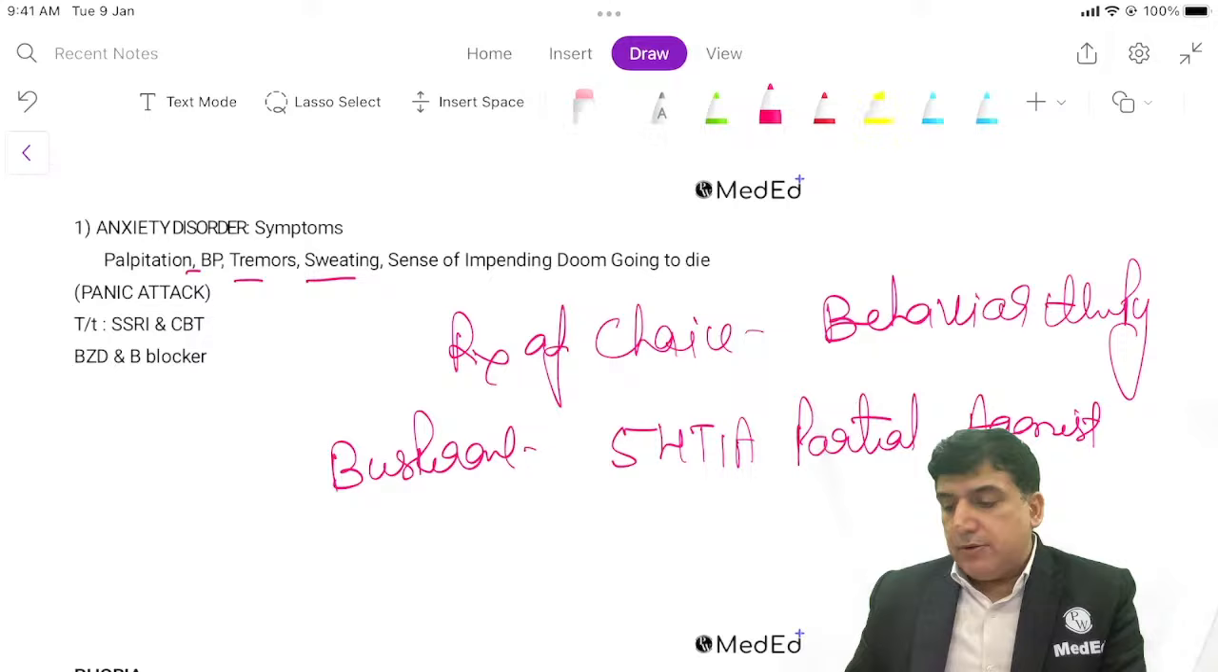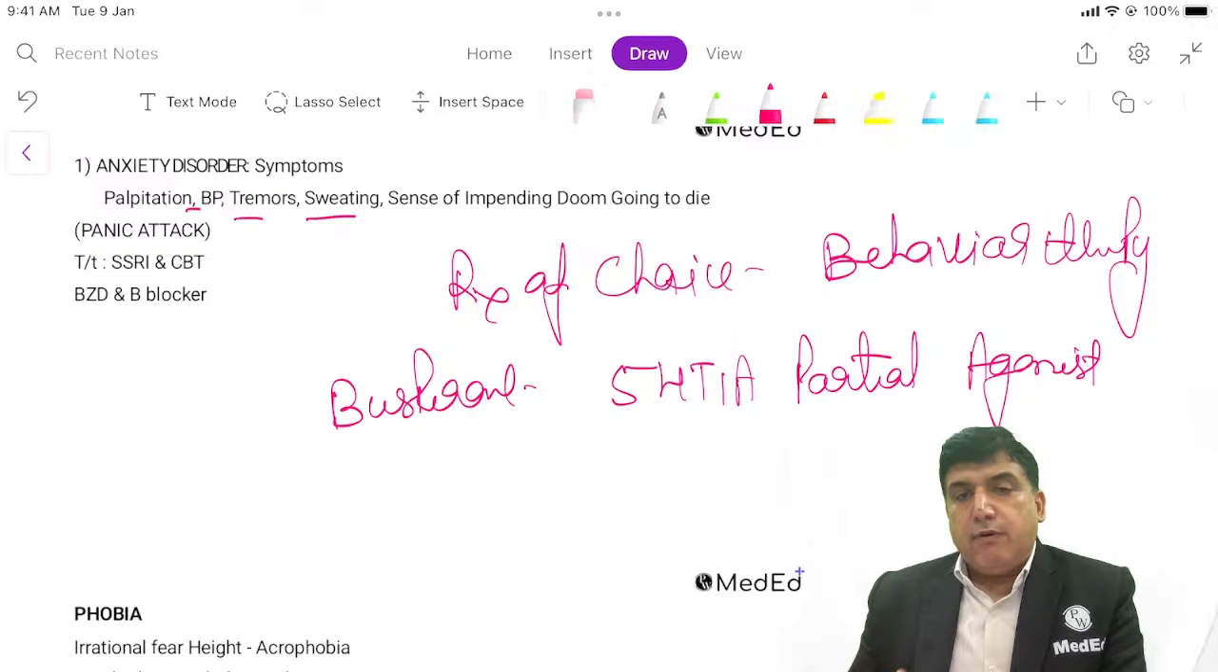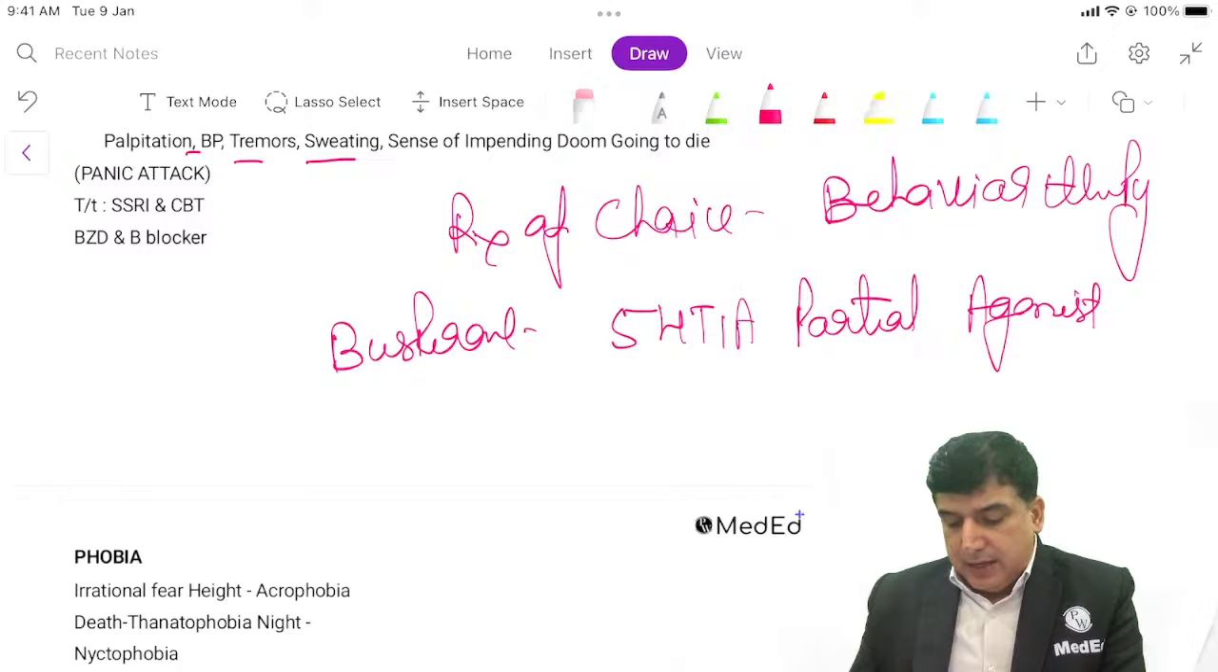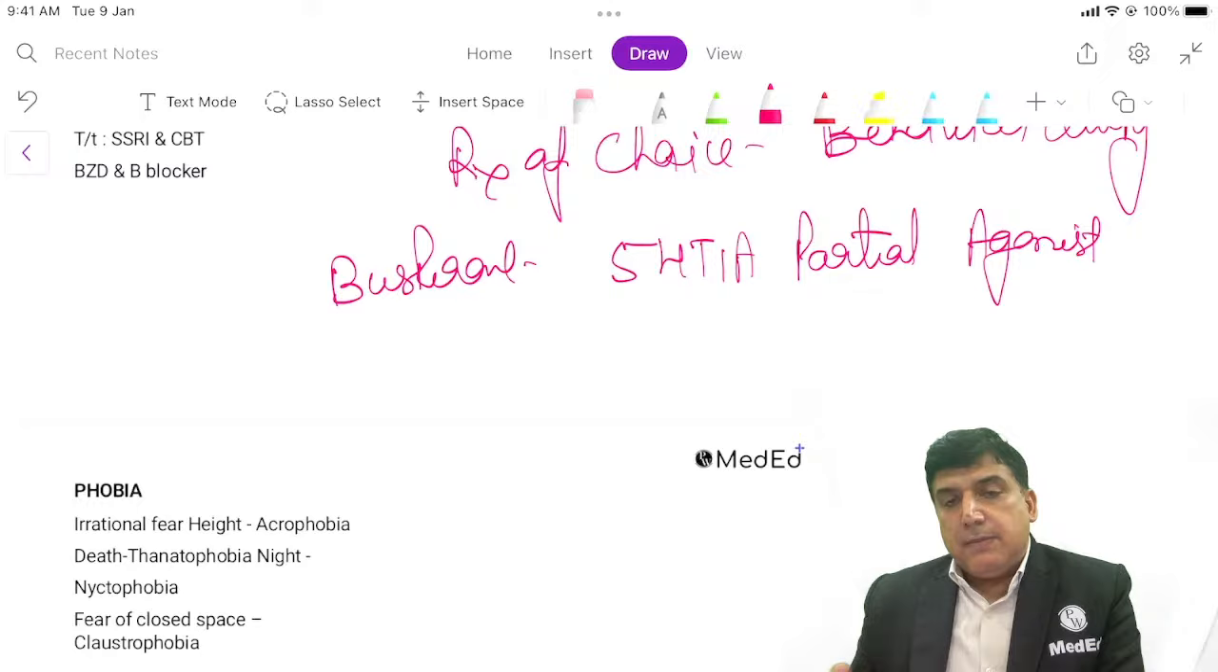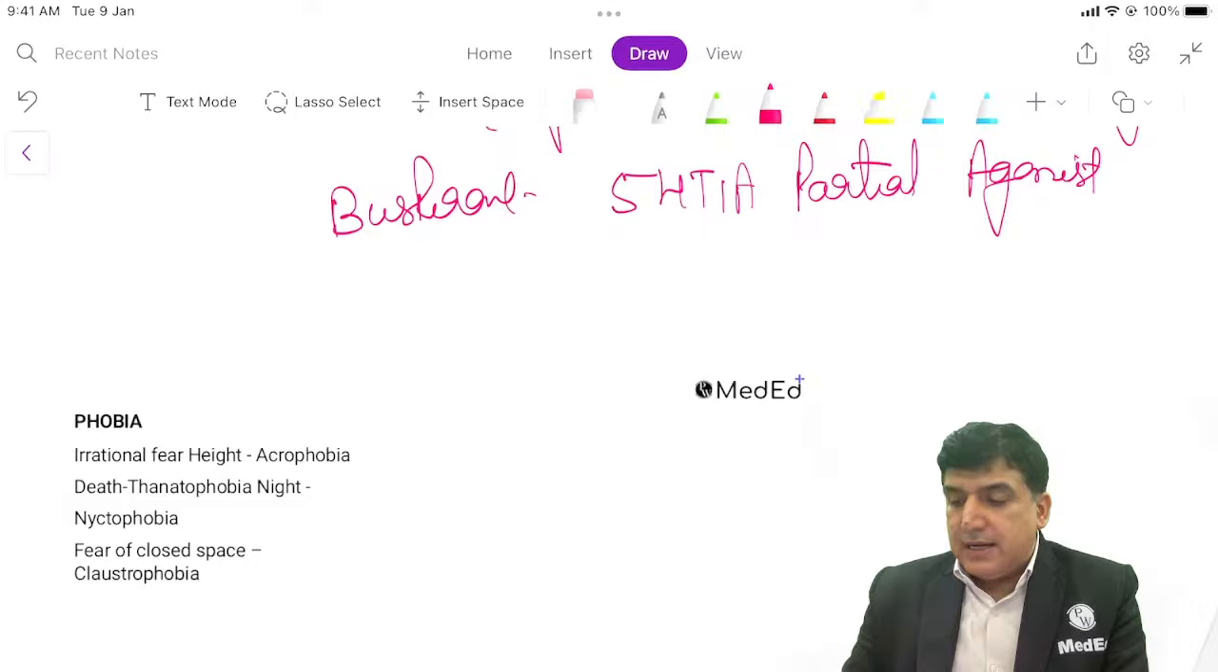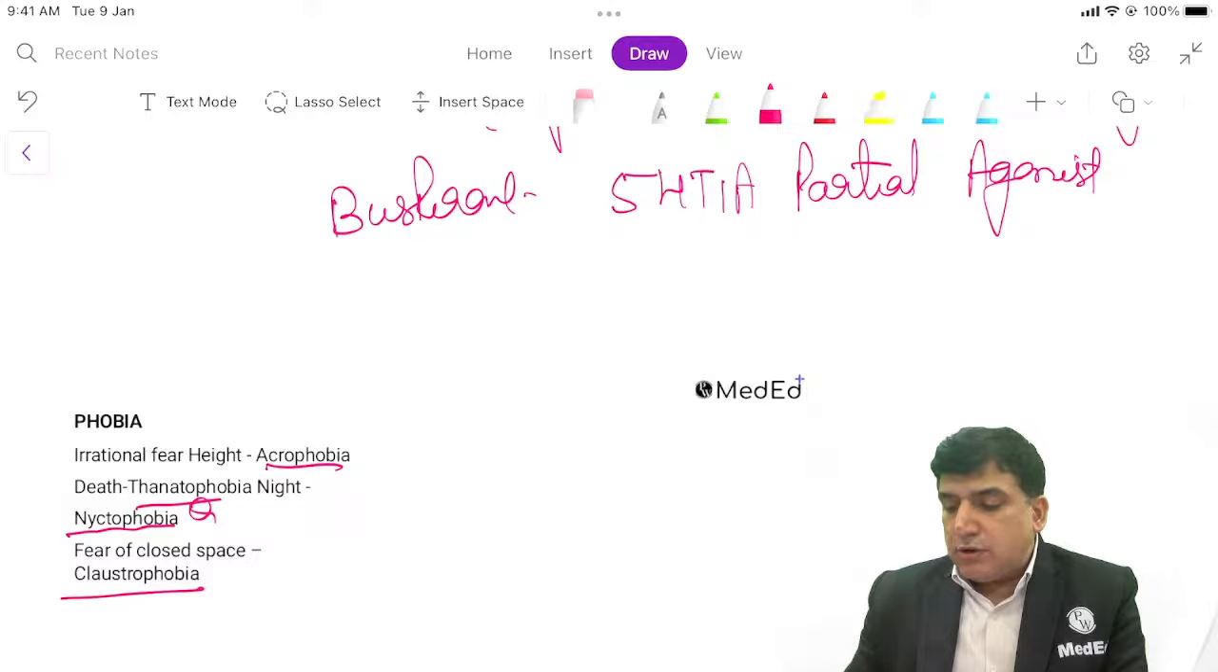Phobia: basically, the symptoms in anxiety and phobia are the same. Only in anxiety we have irrational fear, and phobia is a rational fear of various objects and persons. The fear of height is acrophobia. The fear of death, thanatophobia. Fear of night, nyctophobia, which they usually ask. Fear of closed space, claustrophobia. Open space, agoraphobia.